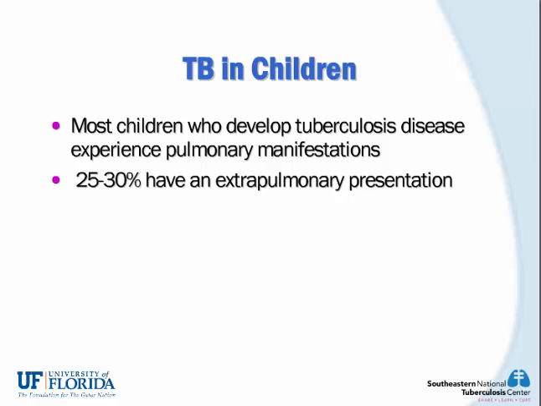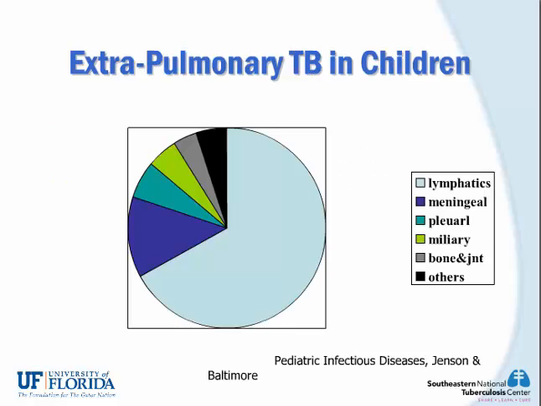In general, the majority, three-quarters, of TB infections in children manifest as pulmonary disease, while 25 to 30% have extrapulmonary manifestations. Among the most common presentations of extrapulmonary TB in children are lymphatic presentation, followed by meningeal presentations.